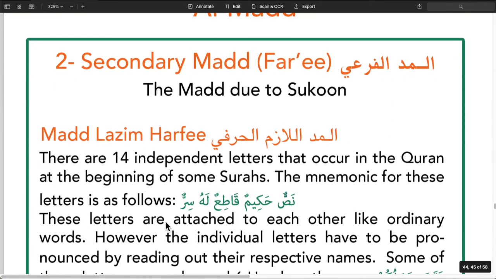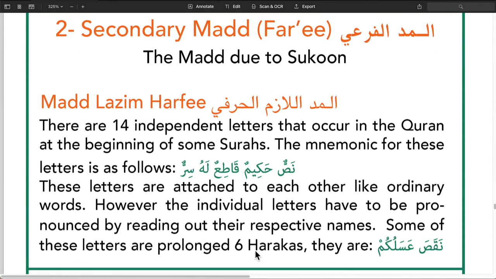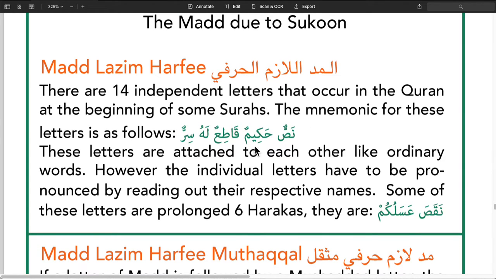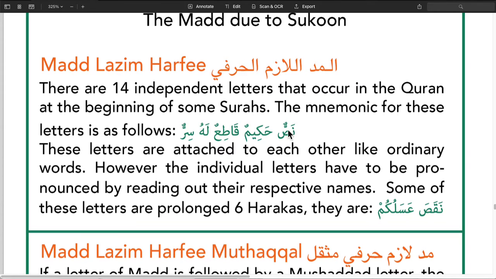Why is it lazim? Here also we have to prolong it to 6 counts. Let's read the definition. There are 14 independent letters that occur in the Quran at the beginning of some surahs. The mnemonic for these letters is as follows: "Nasun hakimun qati'un lahu sir." Meaning, at the beginning of the surah we have just those letters of the alphabet.